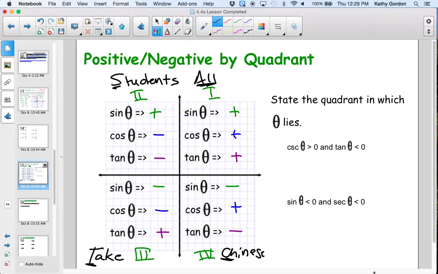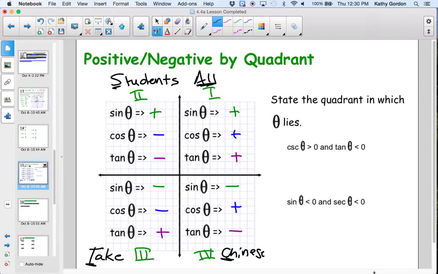So usually just one piece of information is not enough to really narrow it down. Okay? We usually need two pieces. And if I have two pieces of information about different trig functions, I should be able to narrow it down to a single quadrant. So if I want cosecant to be positive and tangent negative, then what am I talking about? Number 2, because cosecant is just going to be the same as sine. Sine is positive, tangent's negative. We're talking about quadrant 2. Now I can narrow it down to just 1.